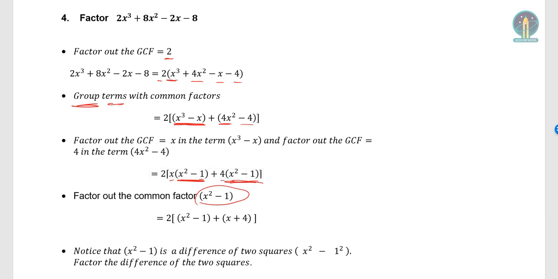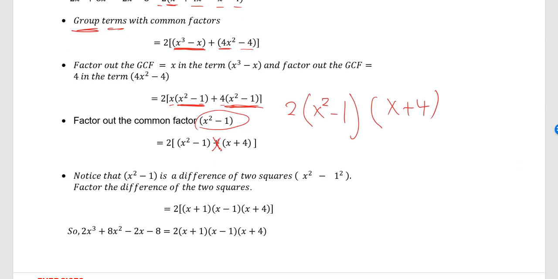So that gives us 2, right? And then x squared minus 1 times x plus 4. This is a typo, right? This should be multiplication. Okay, this should be a multiplication sign.